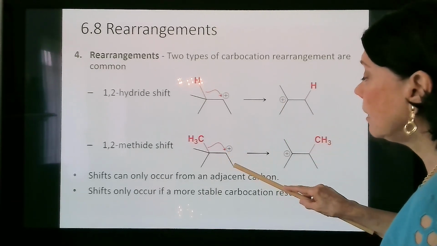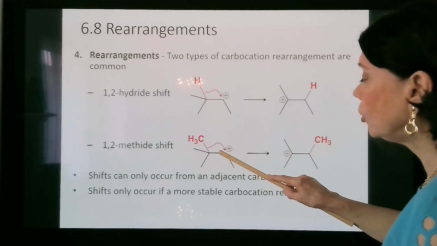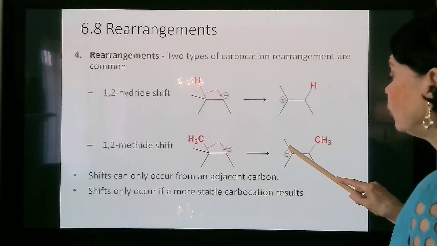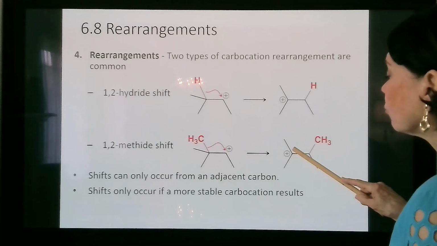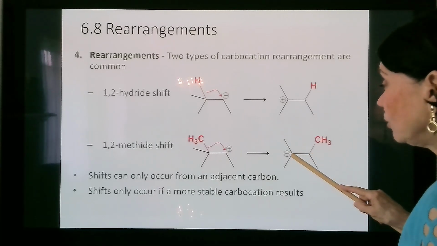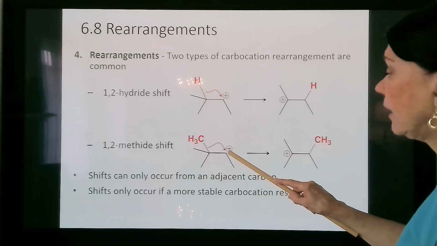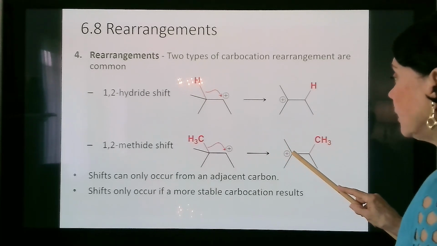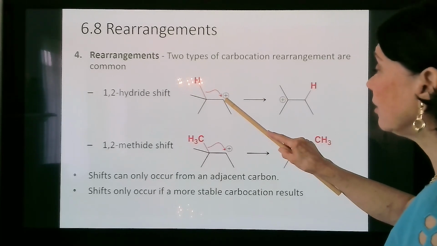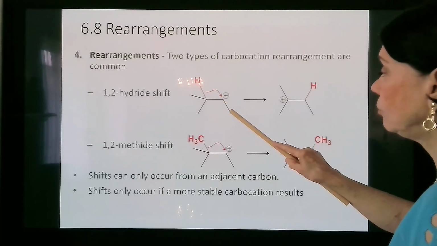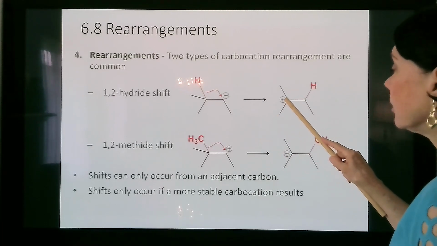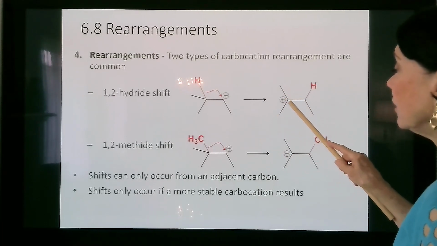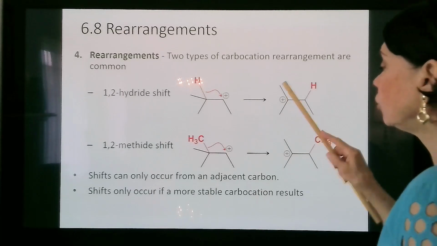Here, once again, this carbon atom has 2 substituents. It's rearranging to a carbon atom that has 3 substituents. This one is more stable. It's going from a secondary to a tertiary carbocation. Secondary carbocation because it has 2 substituents, to a tertiary carbocation because it has 3. Secondary, tertiary.